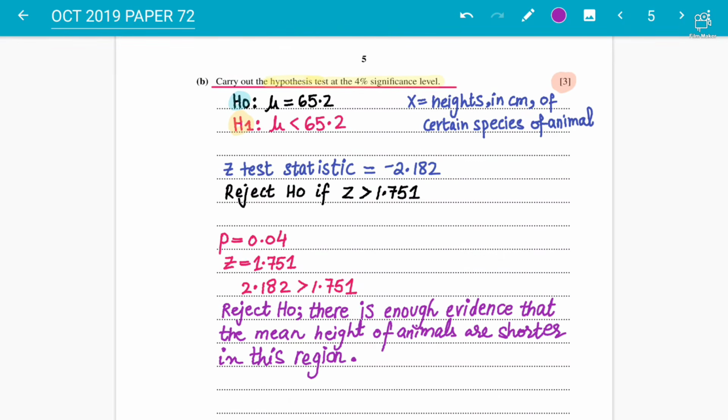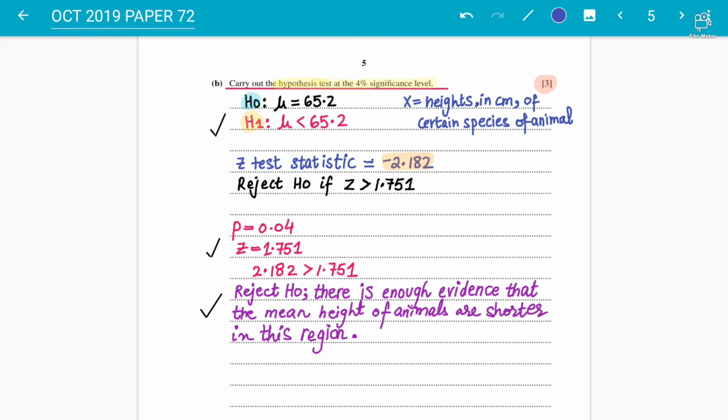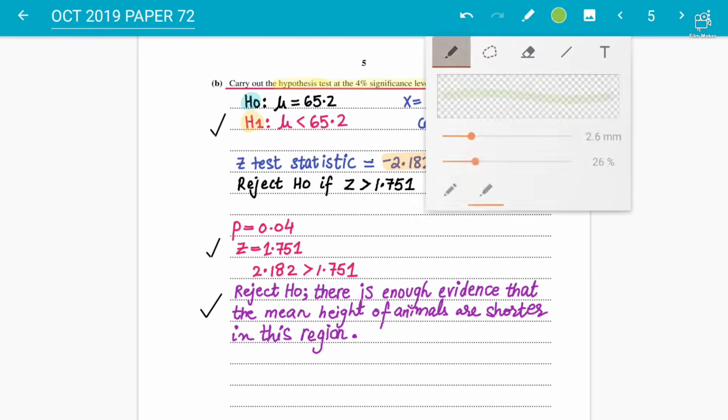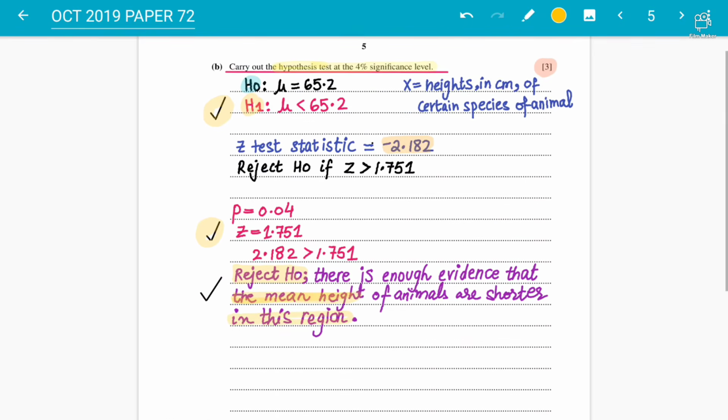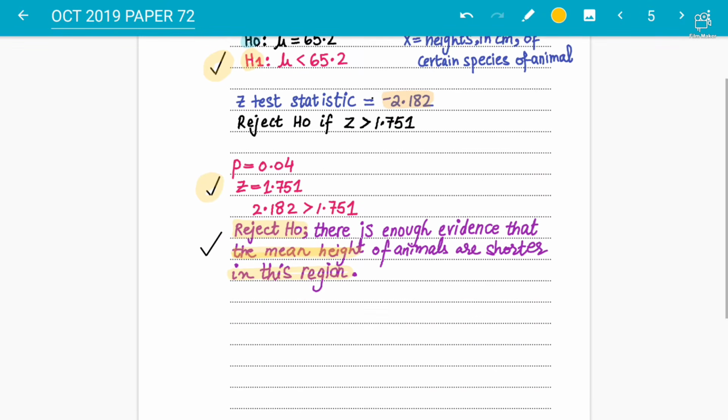Students, I hope everyone got it. The 3 marks working will be: 1 mark for getting the null and the alternative hypothesis, 1 mark for checking whether the test statistic value lies in the critical region, the acceptance or the rejection region, and 1 mark for the conclusion, whether you reject or accept H naught, with a statement as well. So that is what we have got 3 marks for.